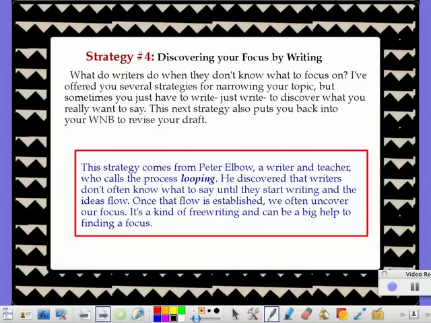Okay, strategy number 4, the last one for tonight, is another strategy that works on writing, but this time it's a little bit different. This is more like free writing. It comes from Peter Elbow, and Peter Elbow discovered that a lot of writers don't have a clue what they want to say when they sit down to write, and the only way to figure it out is to just write. So this next strategy is also a way of revising in your writer's notebook, and it's called looping. It's a lot like free writing with a little variation.